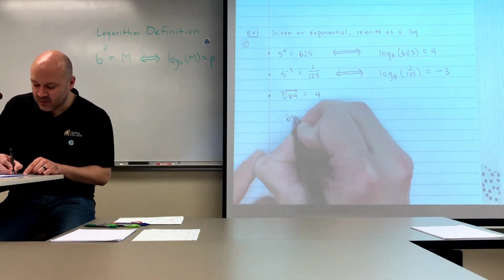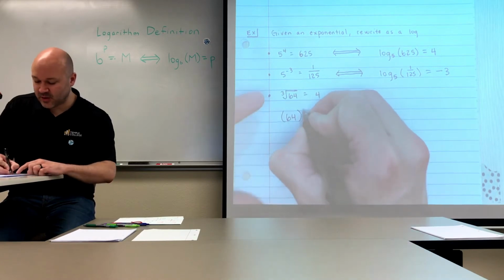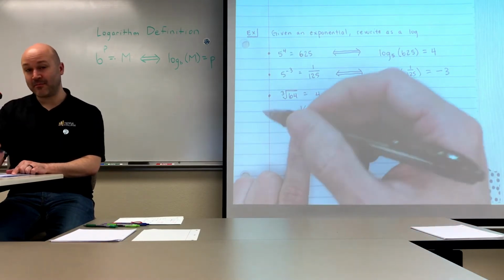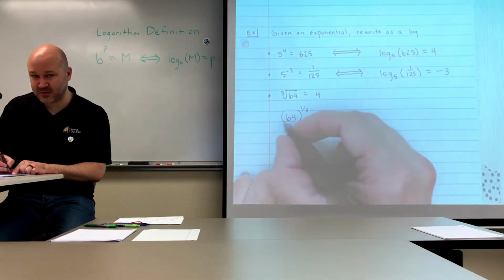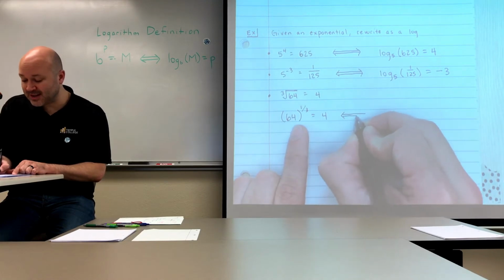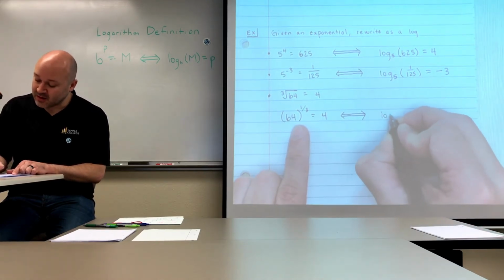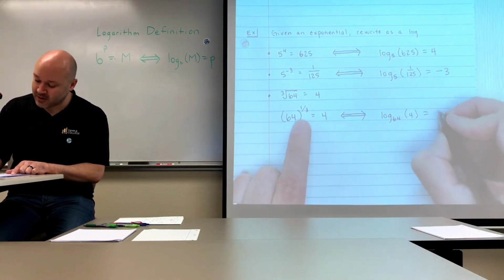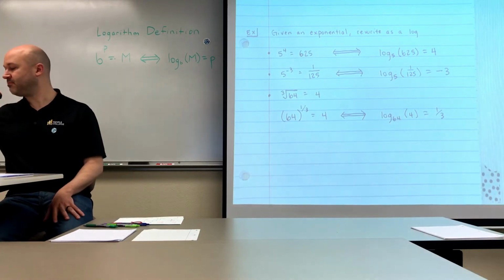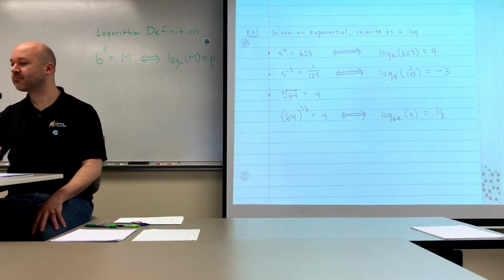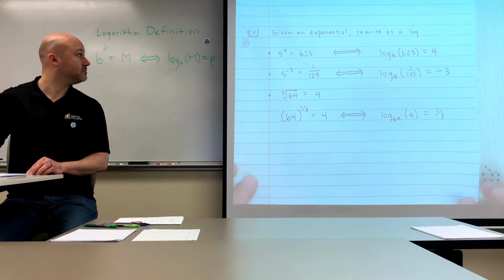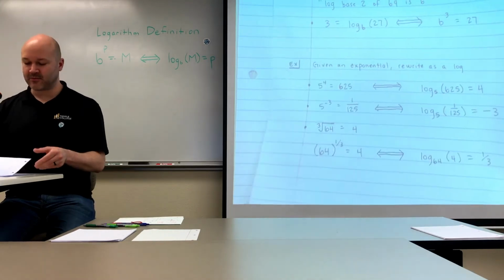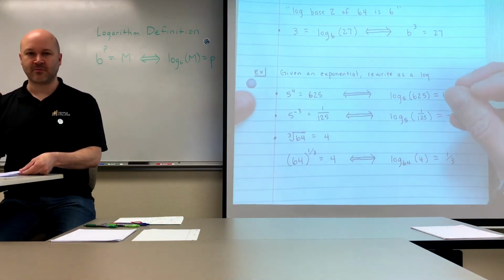This is 64 being raised to a 1/3 power. Now that I've rewritten it as a power, like a base being raised to a power in exponential form, I feel comfortable rewriting it in logarithmic form, where I have log base 64 of 4 is equal to the power 1/3. All right. In the homework, there's going to be some practice going back and forth. Just get real comfortable with this.